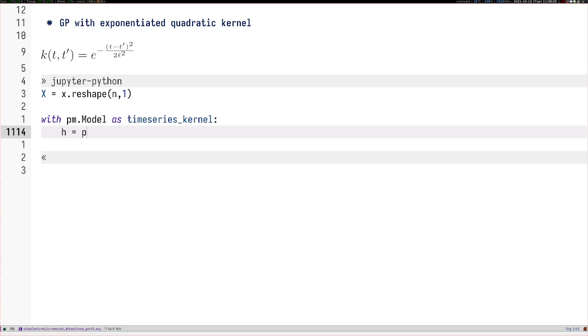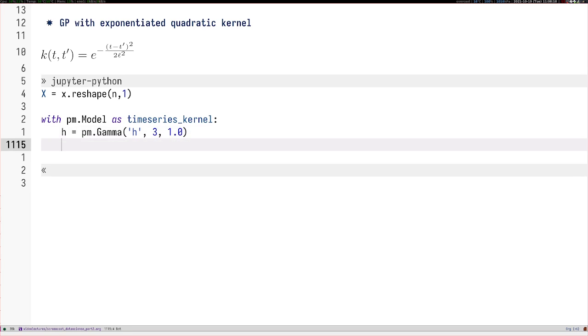Then we say that h here is gamma distributed with h, 3, 1.0. Then we specify our covariance, so that's pm.gp.cov, and the one that we choose here is our exponentiated quadratic. Our x variable, so that's the first argument here, is one-dimensional, because it's a vector of dimension 1. So there's a number of rows, but it's one-dimensional.